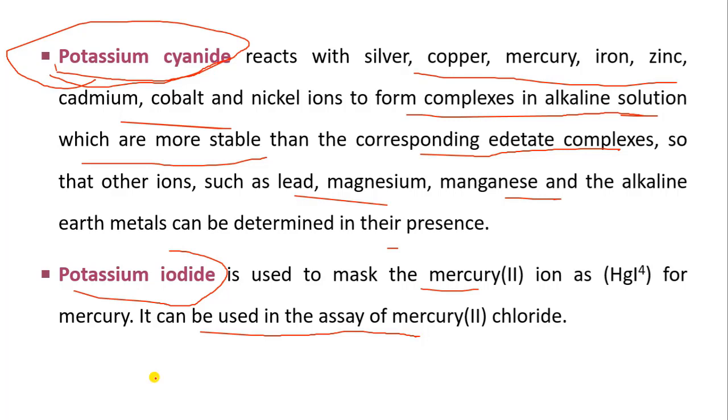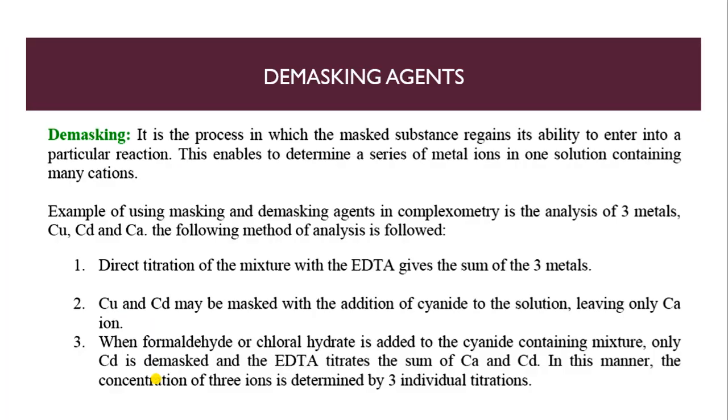Now once we have added the masking agent, we can find one analyte. After masking, the other one or two analytes are already masked. So we have to demask that particular analyte. We have to remove the mask. That's why we need demasking agents. So what are demasking agents? Demasking is the process in which a masked substance regains its ability to enter into a particular reaction.